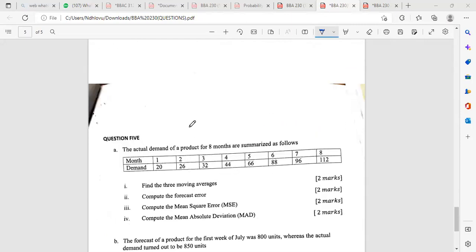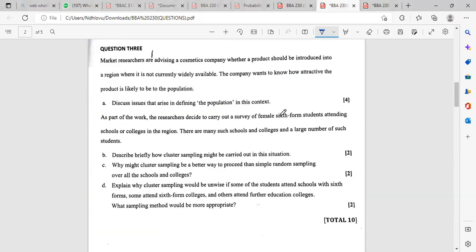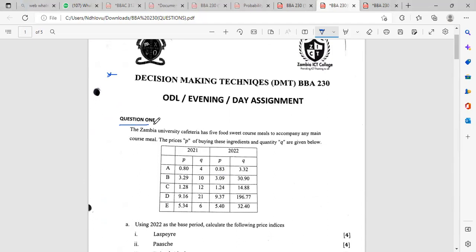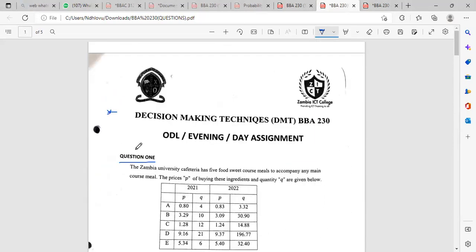So question 5 is another question we'll look at. Here we want to look at two questions: question 5, a different question type, and then we also look at question number 1. Of course, we can also discuss somehow question 3, although question 3 was on a theoretical part. So we are going to do question number 1, which is on index numbers.